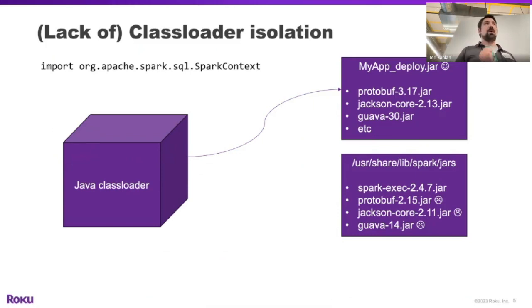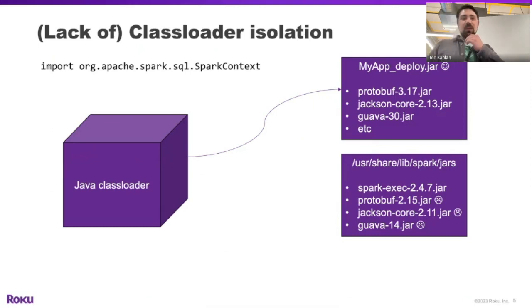Spark, being a pretty big framework, has a lot of dependencies. Your app has a lot of dependencies. They may not always agree with each other. So a really common thing is Spark depends on super old versions of Jackson, which is a JSON parsing library, and Guava, which is the library from Google that makes Java useful.